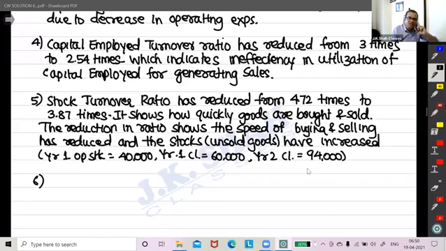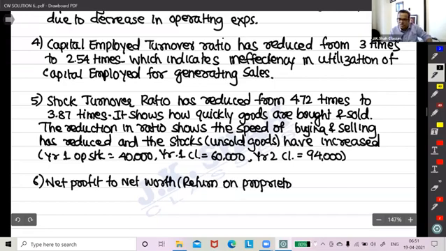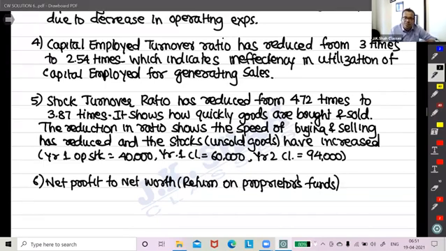Karina, check your answer, dear. Please check your answer. So, net profit to net worth. In simple words, it is return on proprietors' funds. So, write like that. Net profit to net worth. Return on proprietors' funds. Correct, people? Return on what? Proprietors' funds.